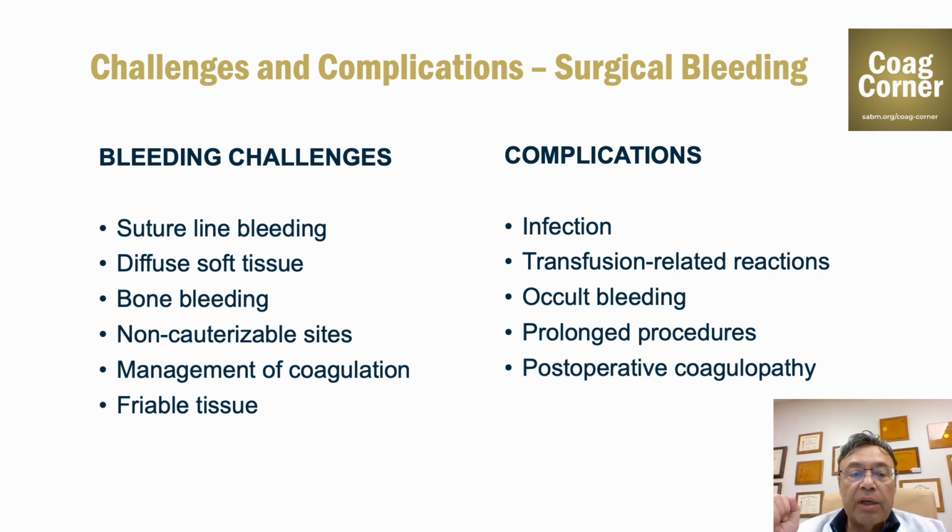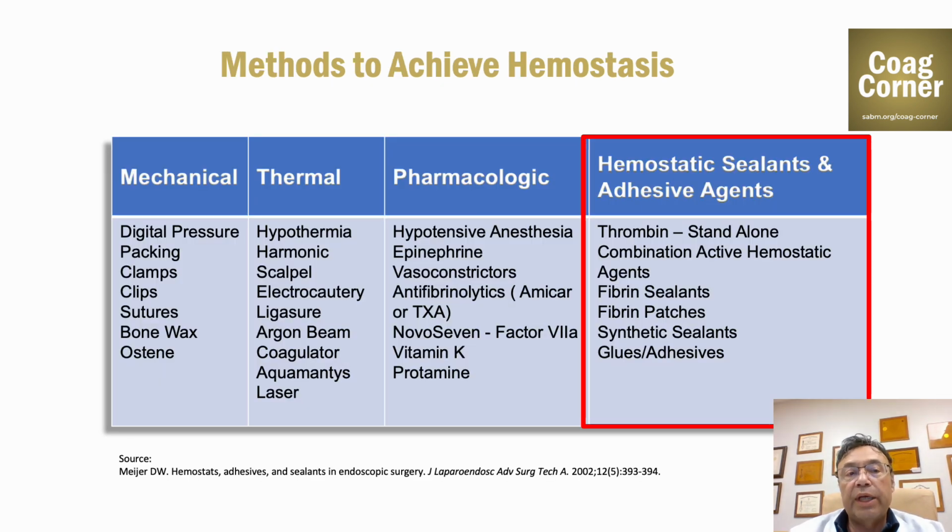sensitive areas. Management of the coagulation of a patient, especially in cardiopulmonary bypass, when we anticoagulate a patient, is treated differently, as well as friable tissue, such as tissue which has just poor integrity and won't hold together. So all of these things need to be taken into account in what you use for hemostasis.